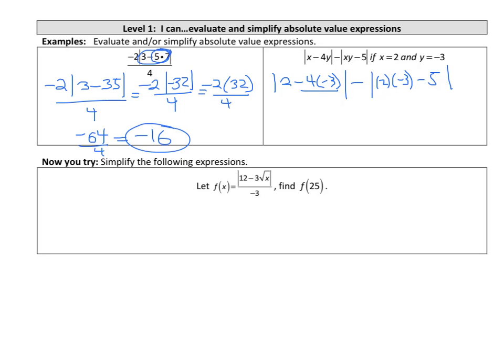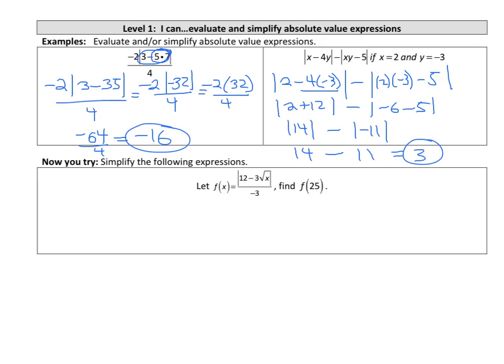First I would multiply. Negative 4 times negative 3 is positive 12, so I get the absolute value of 2 plus 12. And then for the second part, 2 times negative 3 is negative 6 minus 5. 2 plus 12 is the absolute value of 14. And then negative 6 minus 5 is negative 11, so the absolute value of negative 11. And now I'm ready to take the absolute value of both of those. And the absolute value of 14 is positive 14. The absolute value of negative 11 is positive 11, but I have a minus out front. So I get minus positive 11, and 14 minus 11 is 3.